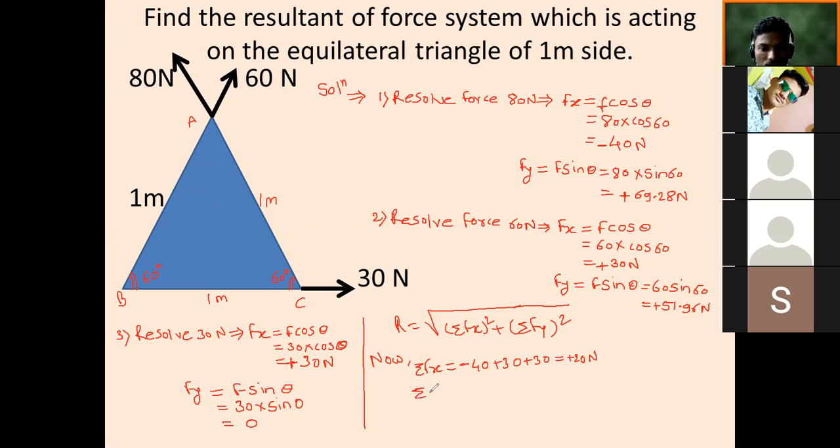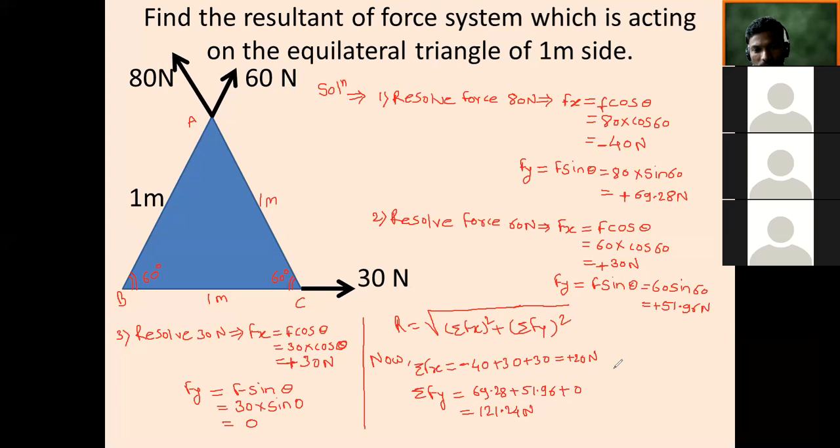Similarly, summation of Fy is equal to: first component is plus 69.28. Next is plus 51.96, plus 0. How much will it be? Calculate: 69.28 plus 51.96 plus 0 is 121.24 Newton. So now both the values are with you.